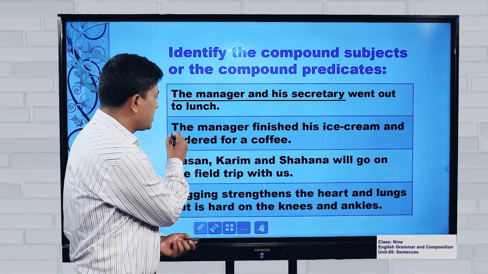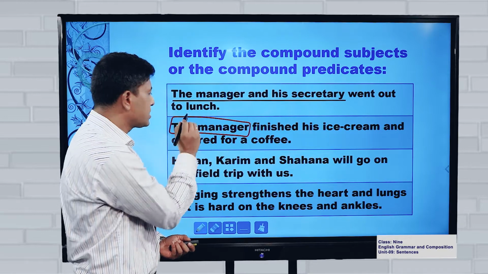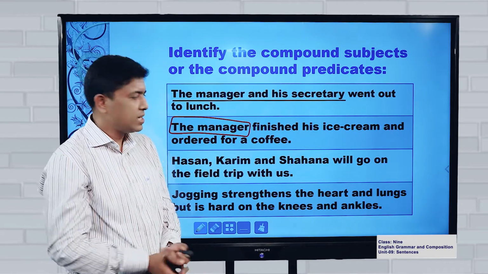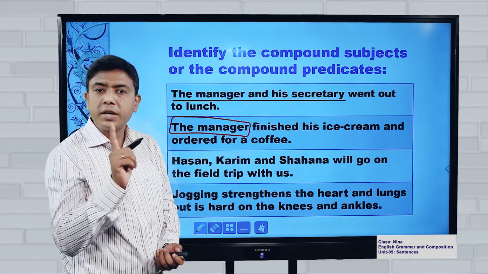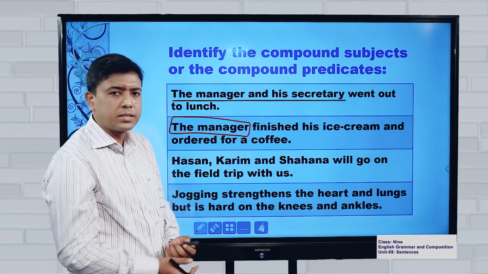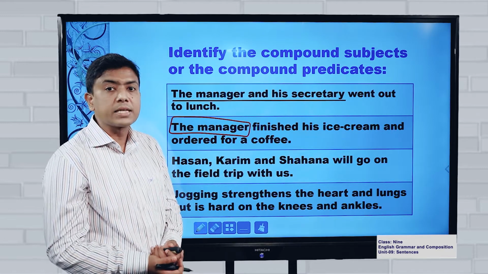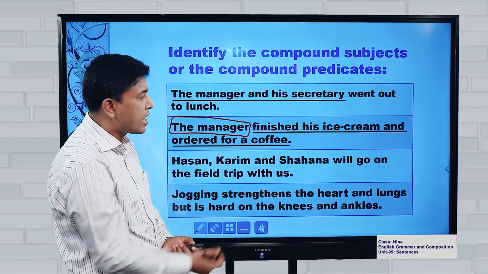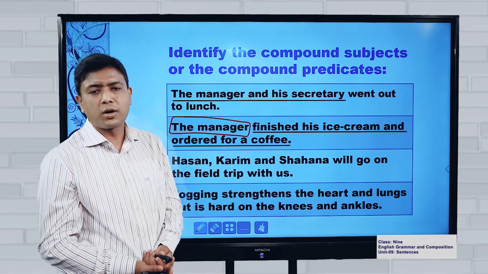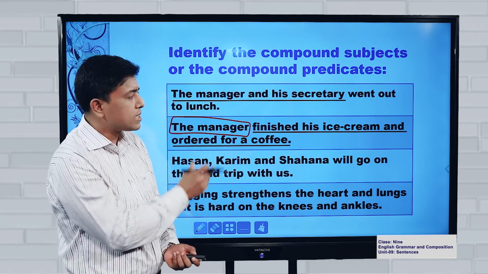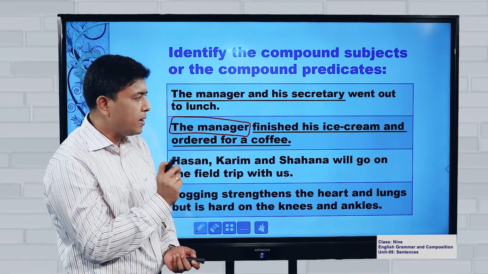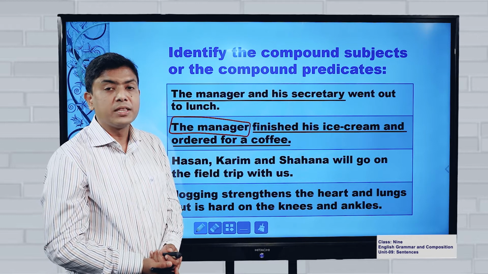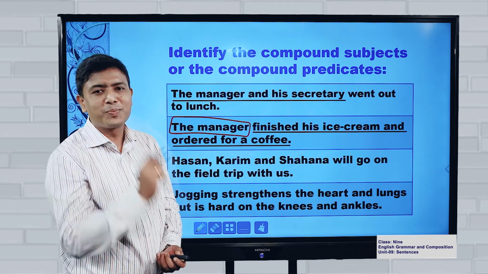Second one, the manager finished his ice cream and ordered for a coffee. You see, the manager is going to be the subject, so it is absolutely not a compound subject. It is a very simple subject, one person. But if you look at the other part of the sentence, you can easily understand that it has a compound predicate, which is finished his ice cream and ordered for a coffee. Two different ideas. Finished his ice cream, one idea. Second one, ordered for a coffee, another idea. So this is absolutely a compound predicate.